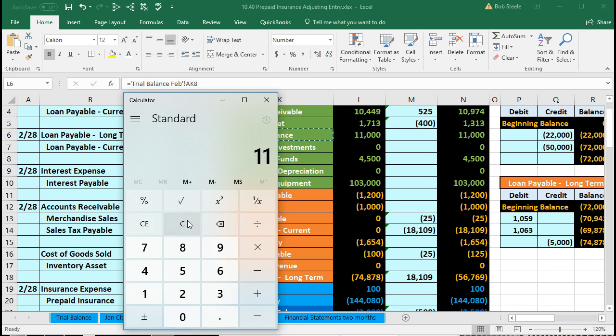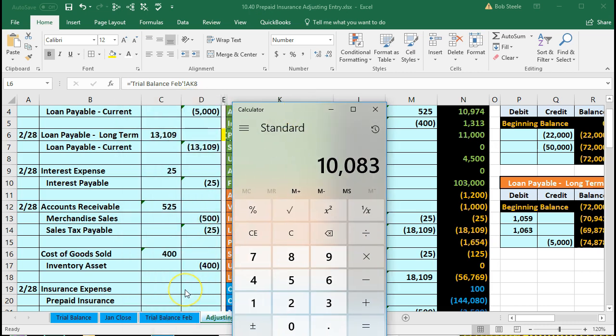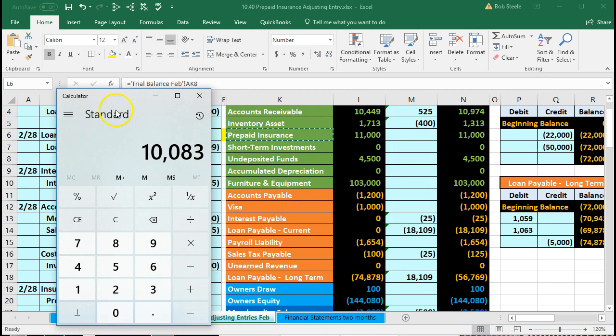So if they said something like the unearned amount is 10,083, then what they're giving us is not the amount that we need to put in our journal entry, but they are giving us the amount that we need this account to be after we record it. So we'd have to do a subtraction problem. We take the 11,000 minus the 10,083, and that would give us the 917.